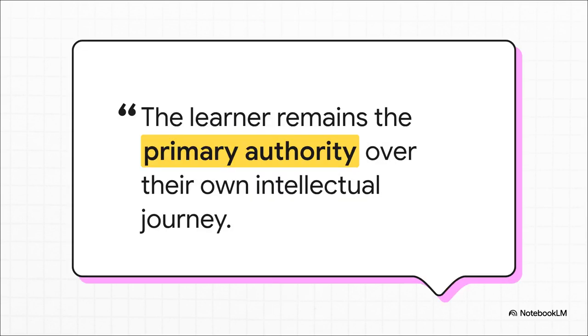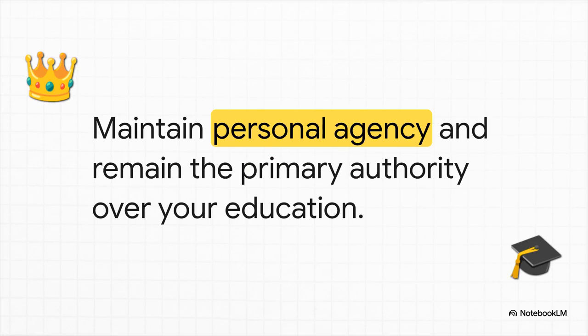The guide states this so clearly, and it's a powerful reminder. The learner remains the primary authority over their own intellectual journey. No matter how advanced this technology gets, no matter how fast it generates a response, the human brain is still the ultimate boss. It's the engine. AI doesn't possess genuine curiosity. It doesn't have passion or context or unique lived perspective to draw from, but you do. The technology is just an instrument designed to serve your intellect. It is never meant to replace your fundamental authority. You are the boss.